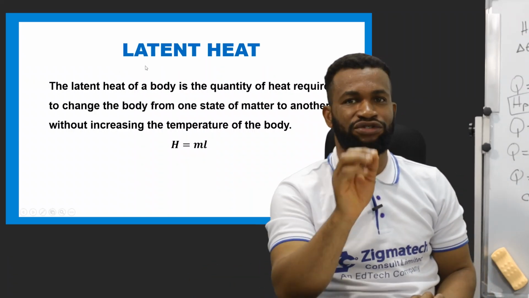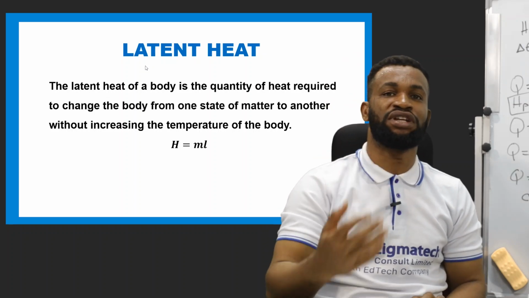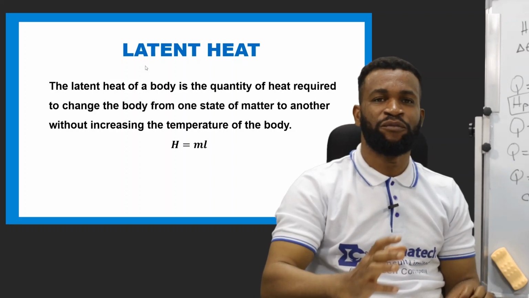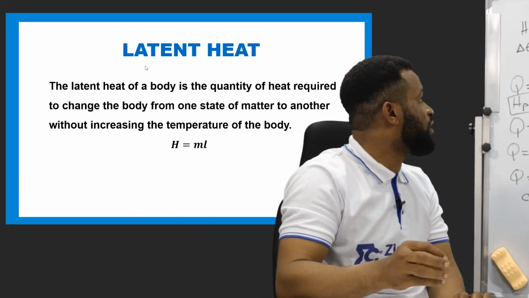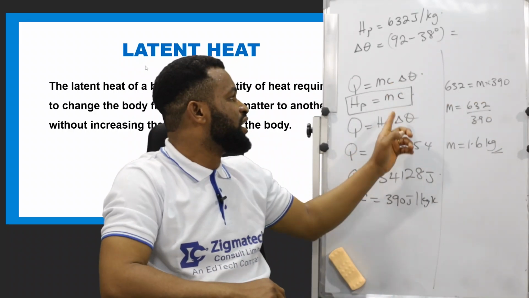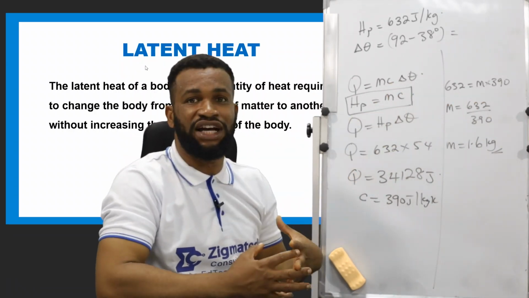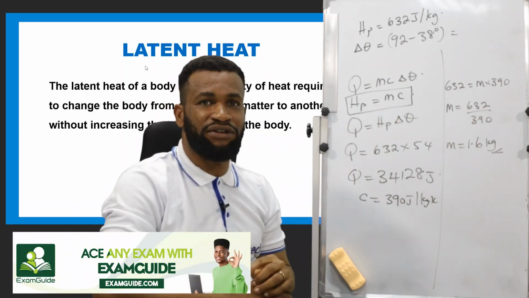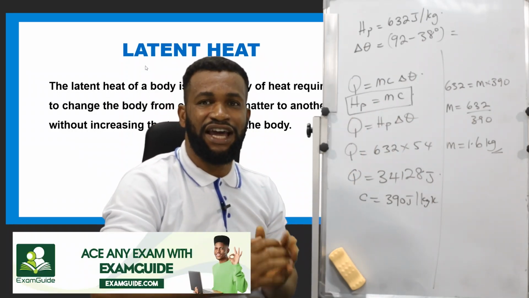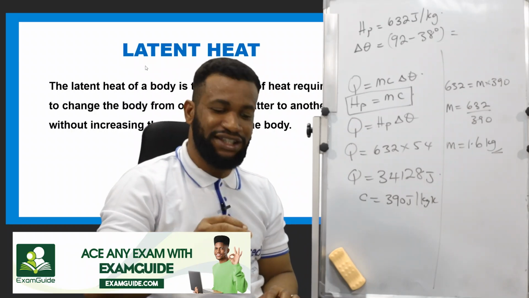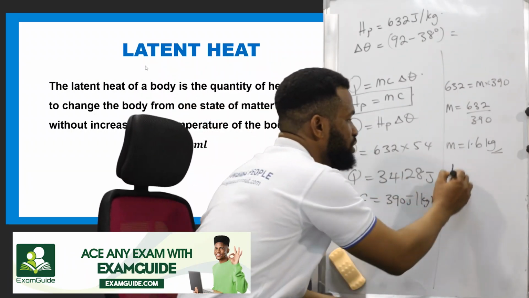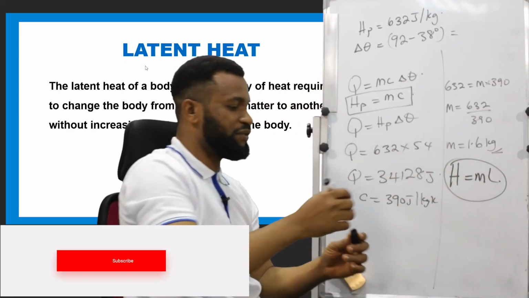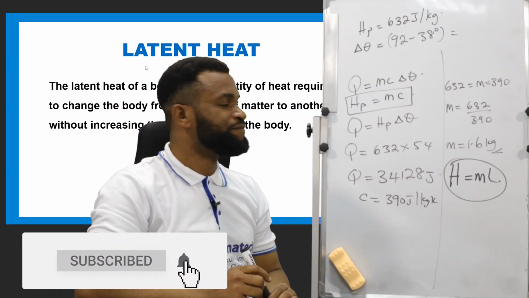Now, let me let you also know that when we are talking about latent heat, we're also talking about a quantity of heat. Remember there are different quantities of heat. The quantity of heat, which is the total one, which has this general formula, and another quantity of heat, which is also seen as heat capacity, which is given as MC. We have another quantity of heat, which is given as ML, which is latent heat. And that is given as H is equal to ML. This is another quantity of heat, which is called latent heat.